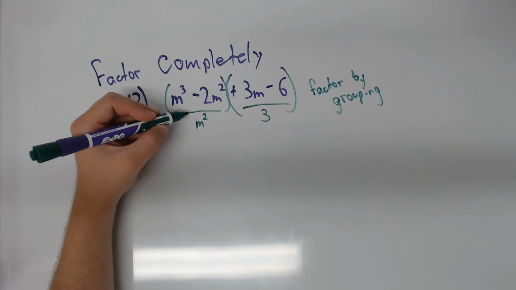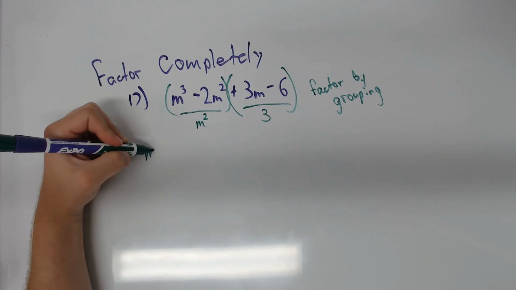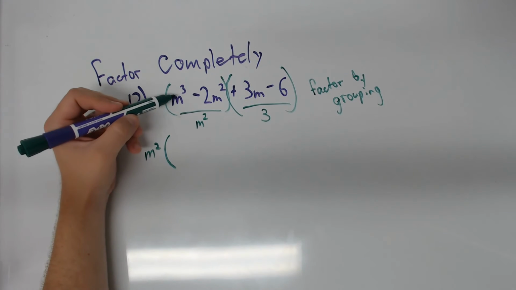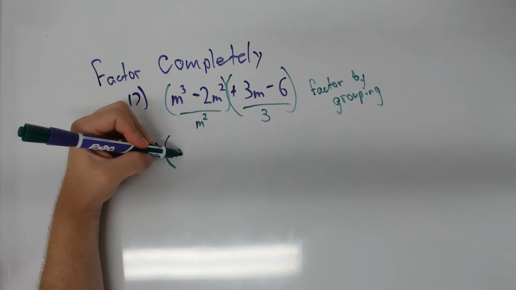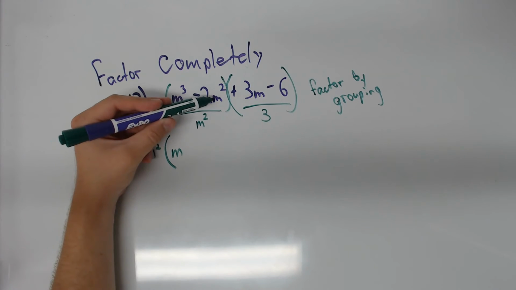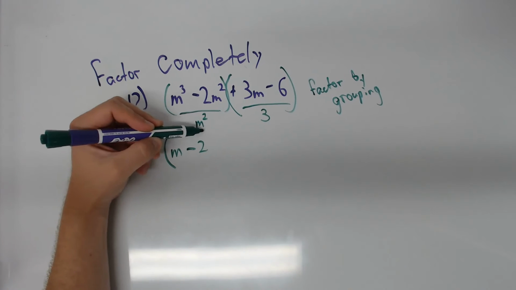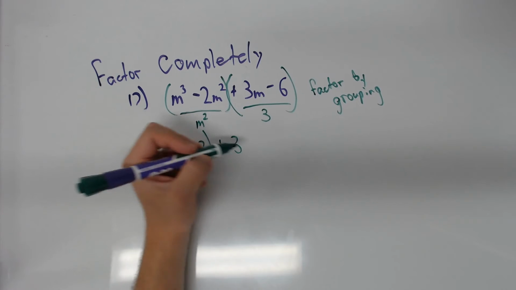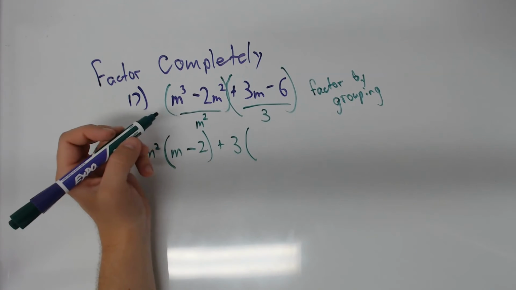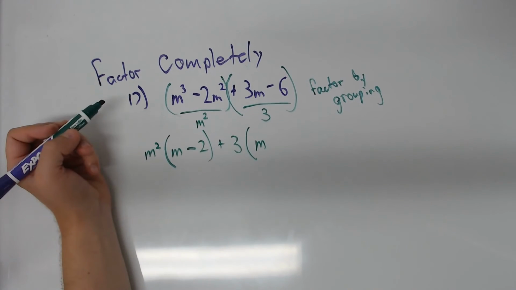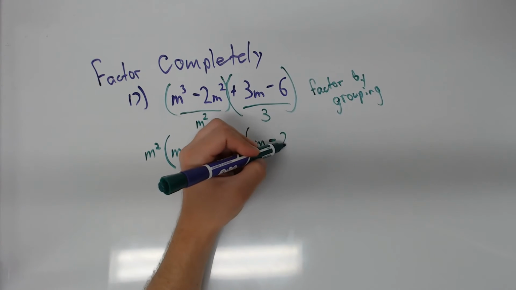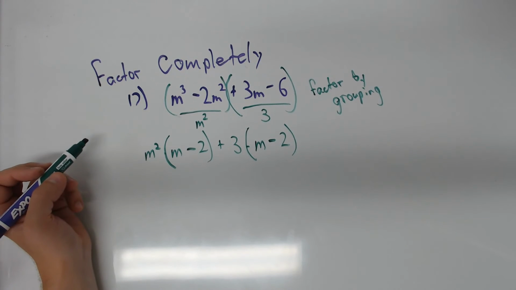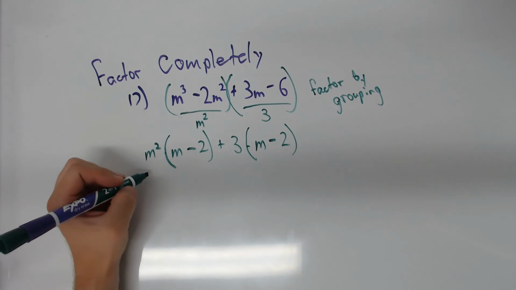So when I rewrite this, my first parentheses factored out an m squared. M cubed divided by m squared is just 1m left. And then minus 2, both m's are gone, so m minus 2 is it. Plus, I factored out a 3 from this one. 3m divided by 3 is just m. Minus 6 divided by 3 is 2. So our goal here is that these parentheses match up. They're both m minus 2. That's a sign that we did our job right.